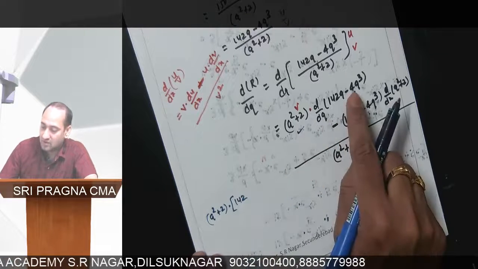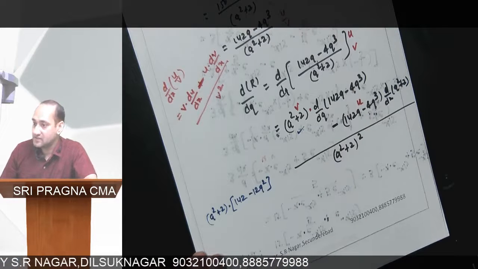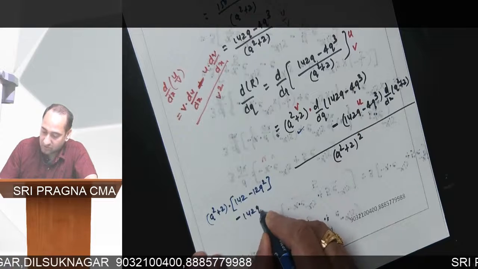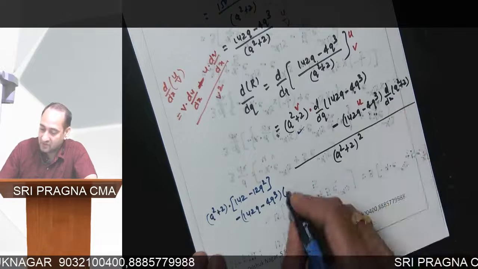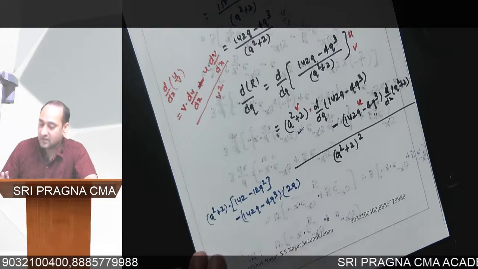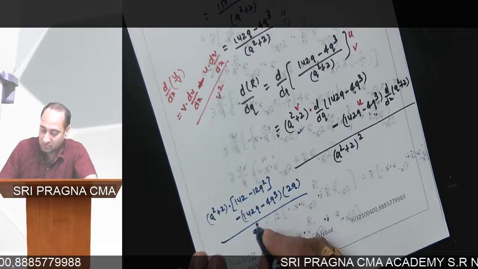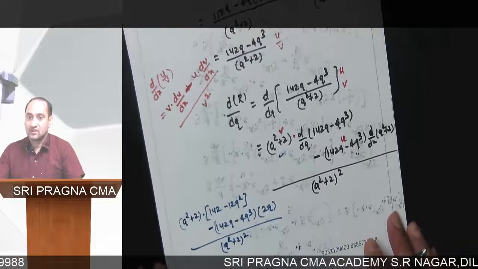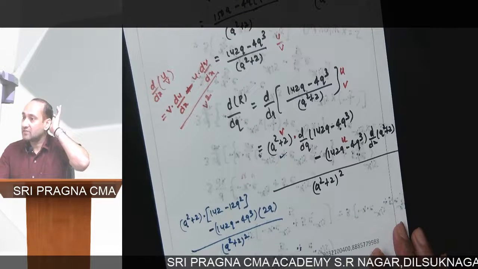14 minus 12q square, minus the constant 14q cube minus 4 cube. We have to do the differentiation of q square plus 2, so it is 2q only. Am I clear? Is it okay? The whole is divided by (q square plus 2) whole square. Clear? Anybody has a problem with this?